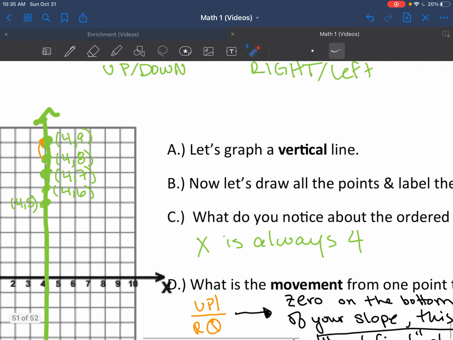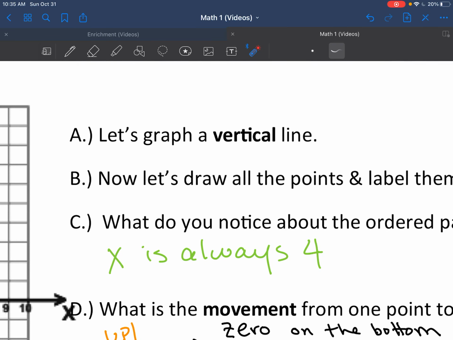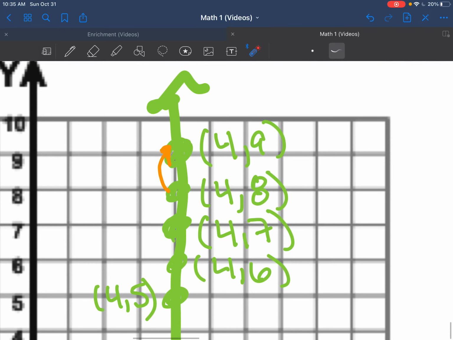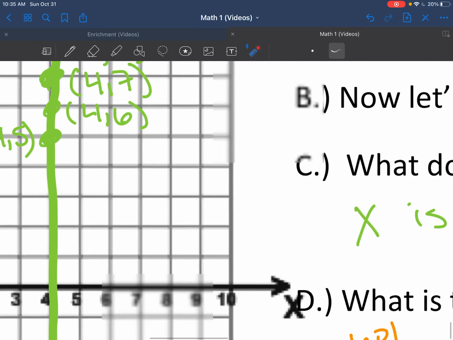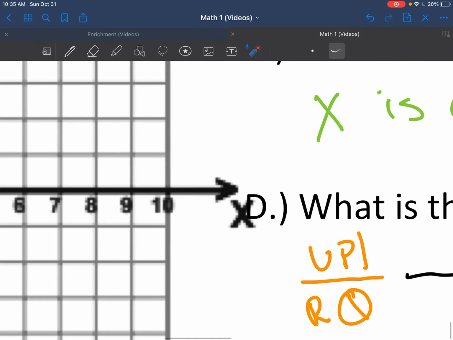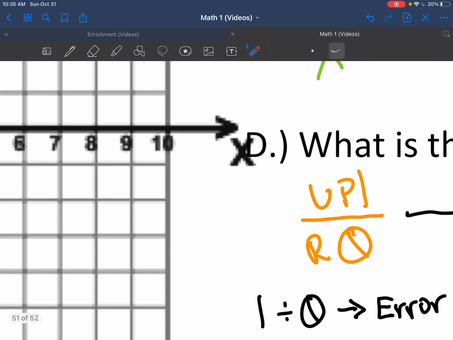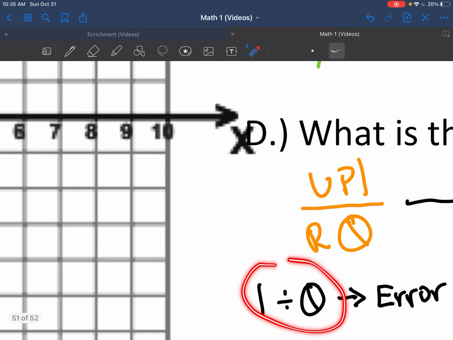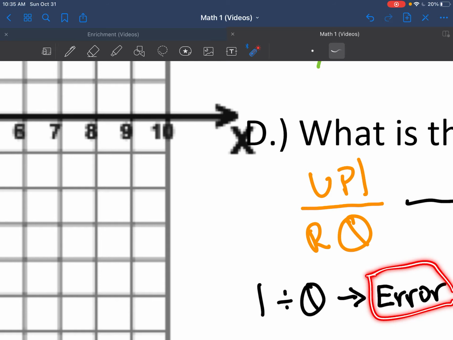So what are you noticing? Hopefully you noticed that the x value was always 4. Now let's talk about the movement. How did we get from one point to the next? Well, we went up 1 and then right 0. We didn't go right or left. So when we write that as a slope, up 1, right 0, well, this is a special slope name because if you do 1 divided by 0 in your calculator, you'll get an error.